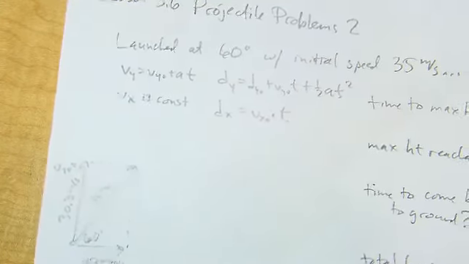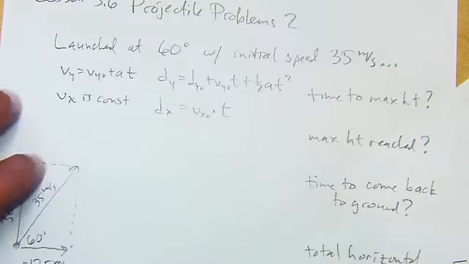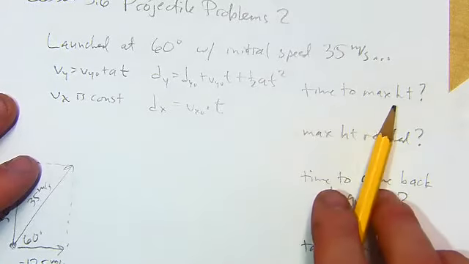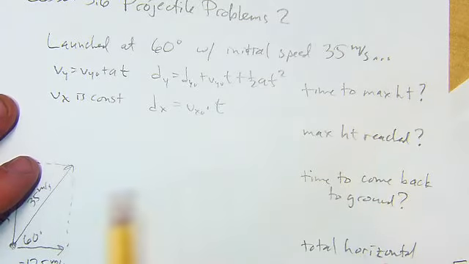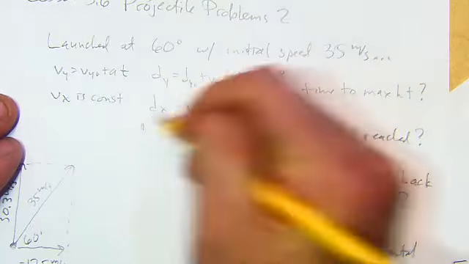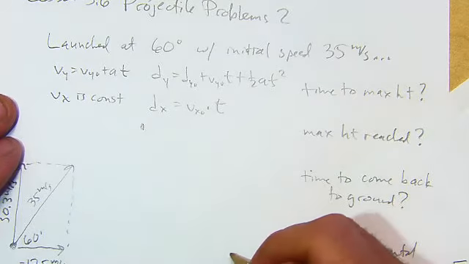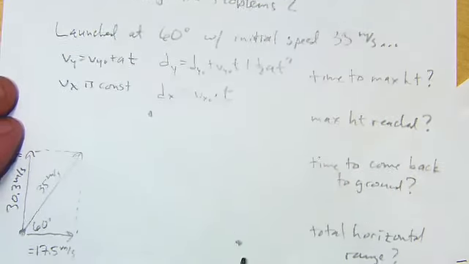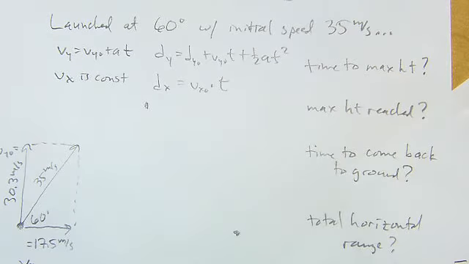Okay, so these are the questions you're going to run into. What's the time to get to the max height? What is that maximum height it reaches? And then also the time to come back down to the ground. And then how far did it actually go horizontally? Those are the main questions. There might be some other ones you run into, but those are the main questions.